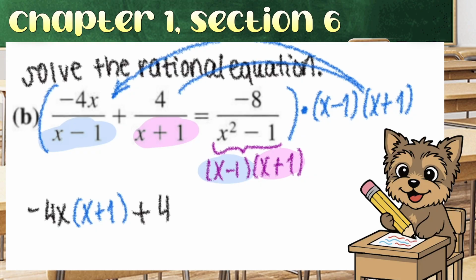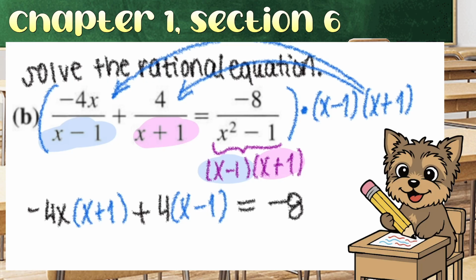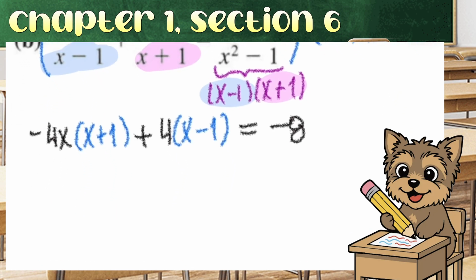So that's going to multiply right there. And the x plus 1's will cross out. And then the 4 will be left to multiply with x minus 1. And then we have equals -8. And lastly, we're going to distribute here. However, in this case, because both those factors are in my denominator, I will only be left with -8. So now I have a polynomial equation.